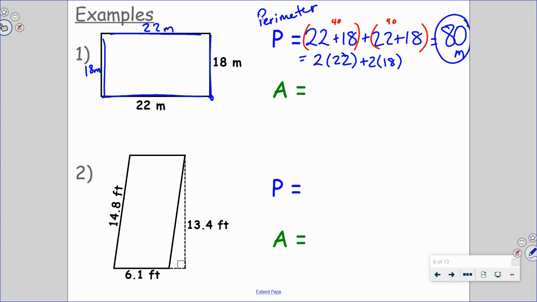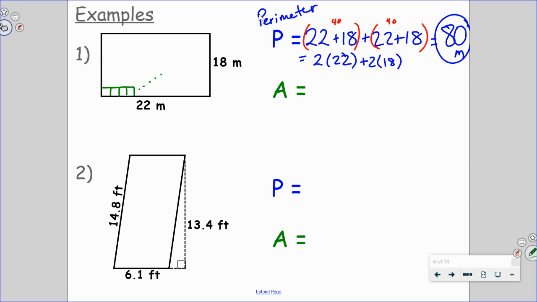If we line this up with meter sticks, it would take 80 meters to completely enclose this rectangle. On the other hand, what would the area be? So now we're talking not just meters, but how many square meters would it take to completely cover that rectangle?